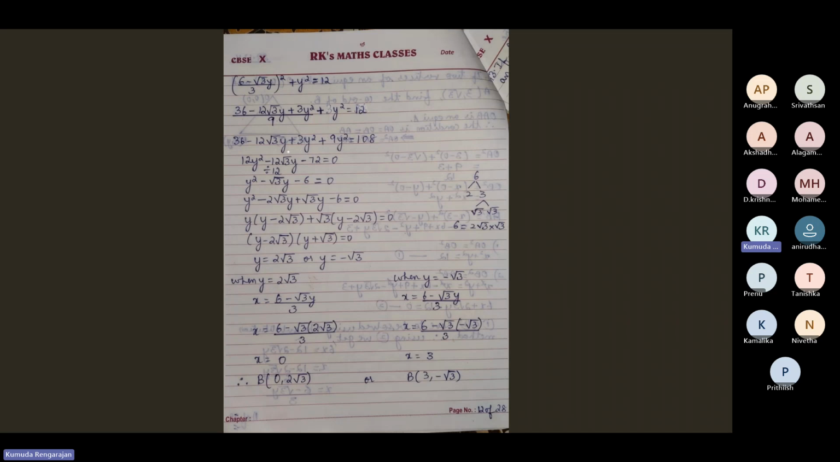So 3y squared and 9y squared is 12y squared, minus 12 root 3y, and when you simplify these two, 108 and 36, minus 72 is equal to 0. Bring all the terms to one side because it's quadratic. You can see that 12 is common, so divide by 12 throughout. You get y squared, minus root 3y, and 72 divided by 12 is 6.